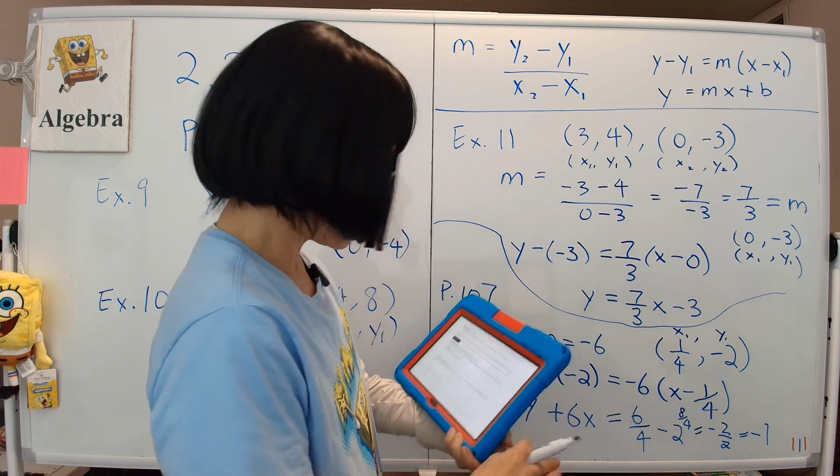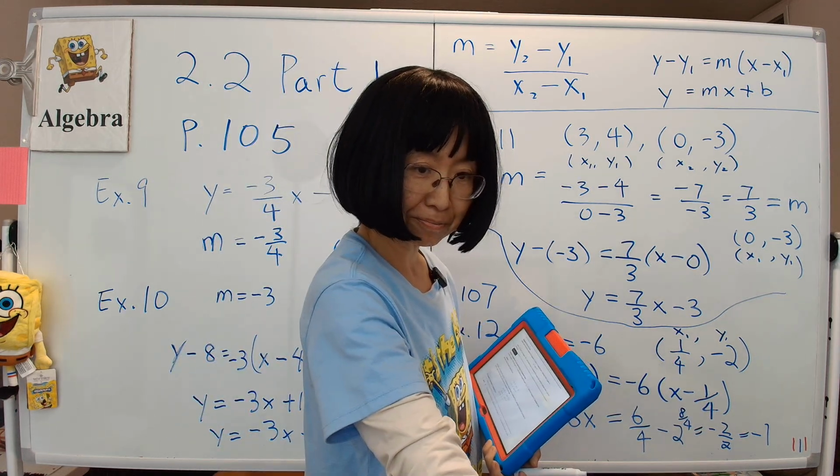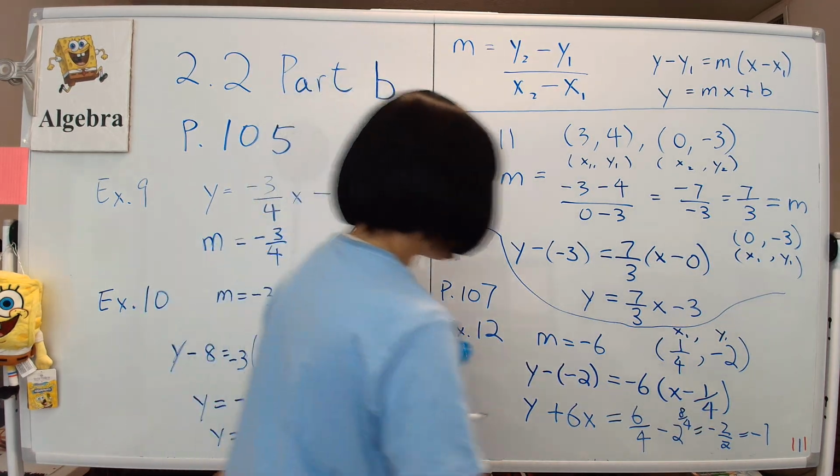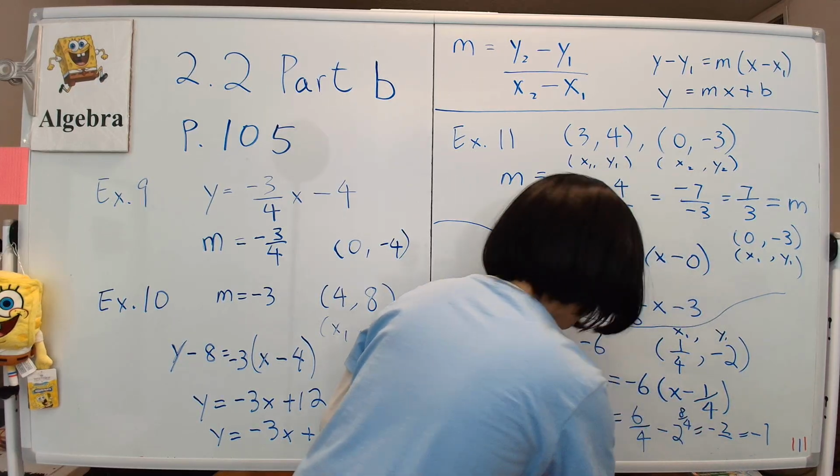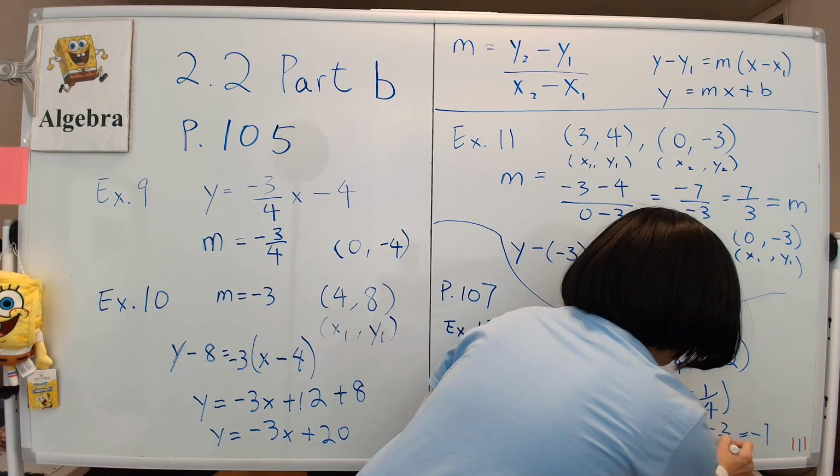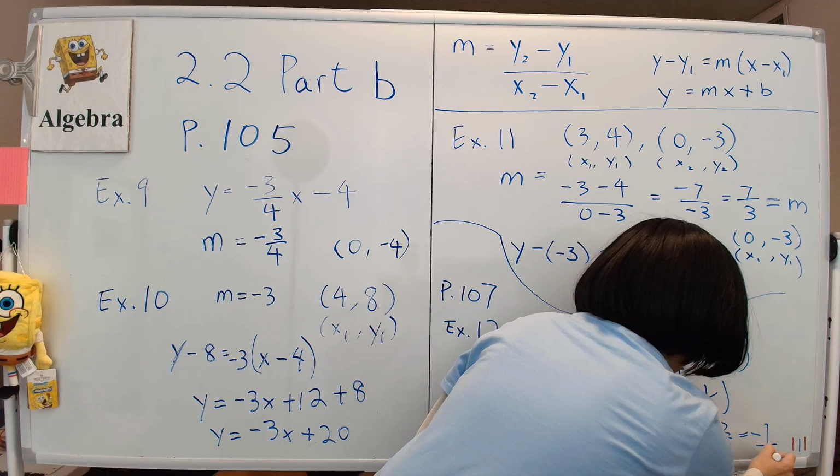That's still not quite right though. Let me check again. Yeah, I mean 2 over 4. Where did I get 2 over 2? So 2 over 4, all right, this is equal to -1/2.